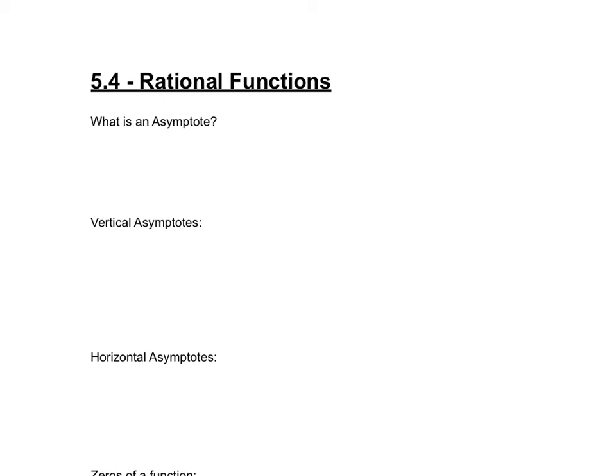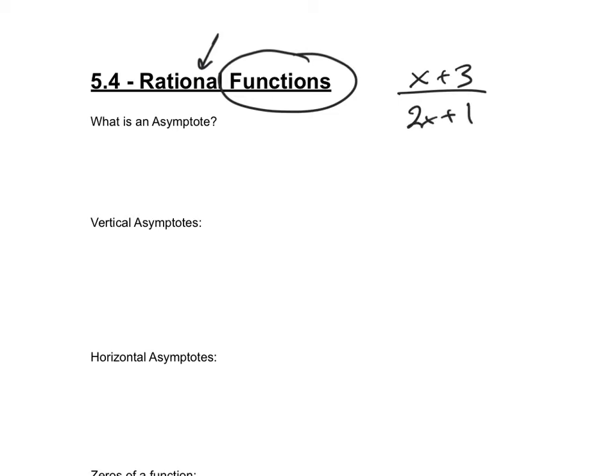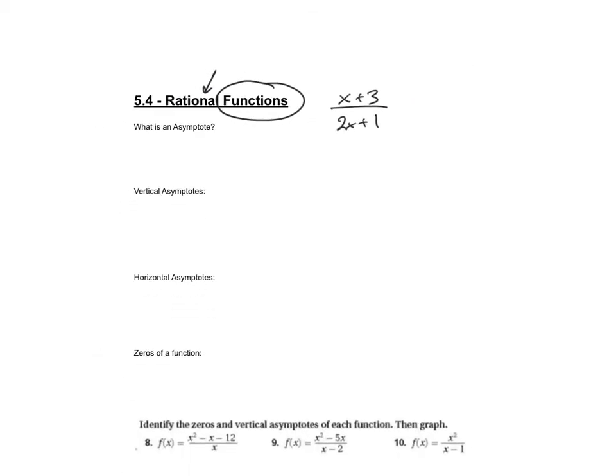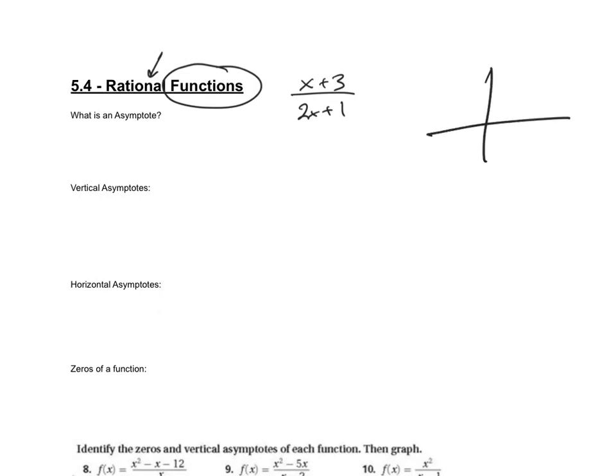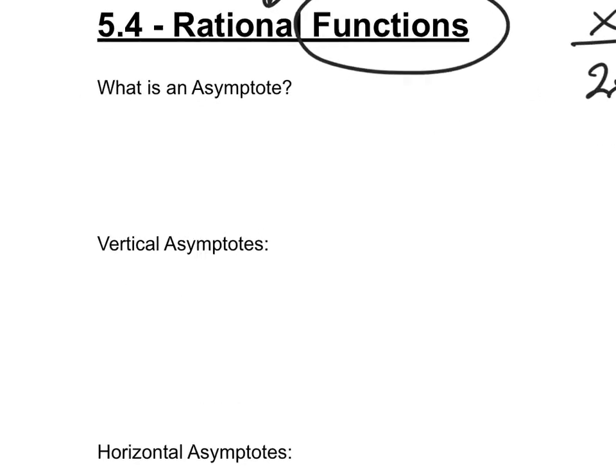So 5.4, rational functions. What we are really after when we're talking about the functions part, remember rational means some kind of goofy looking fraction, right? Where the tops and the bottoms sometimes cross out, sometimes they don't. But when we're talking the function part of it, we're thinking graphically. What does this thing look like on a graph? Okay, so let's talk a couple things.